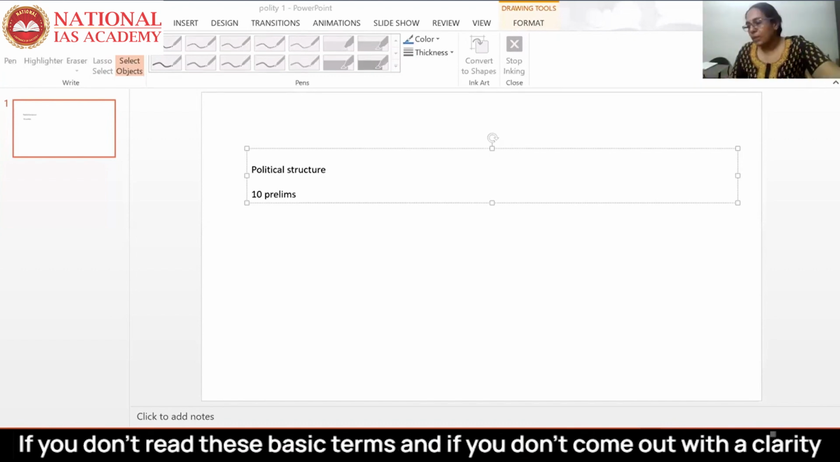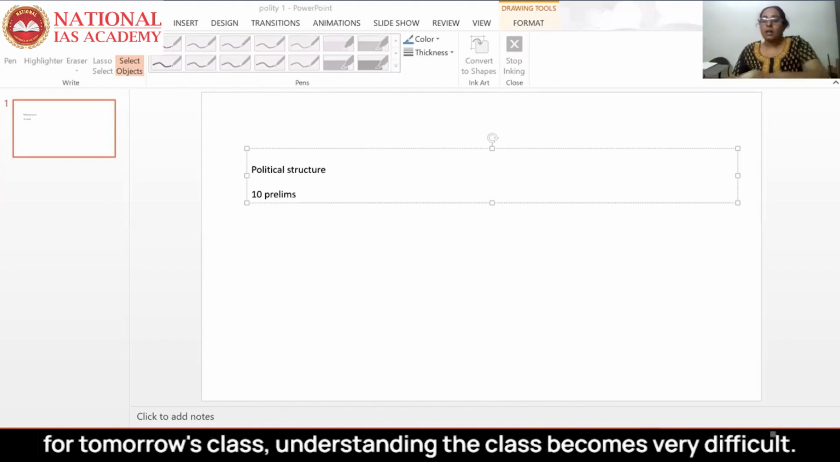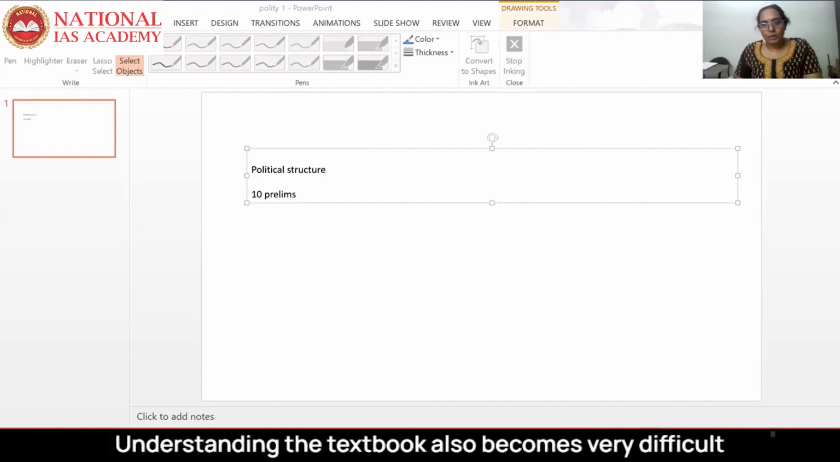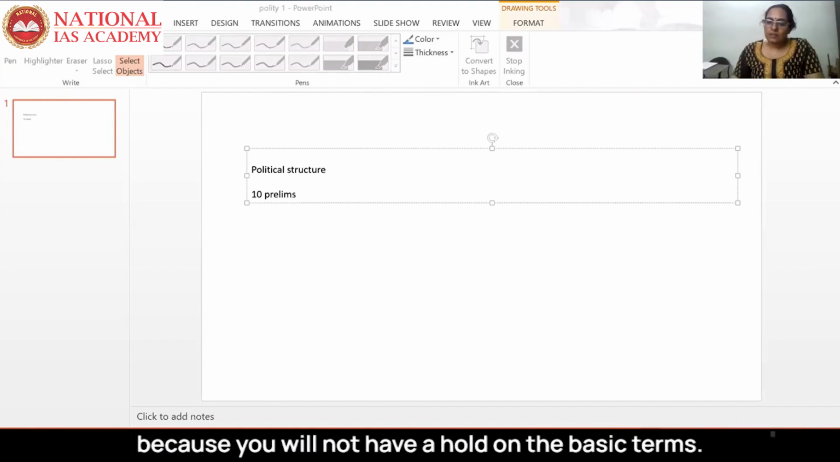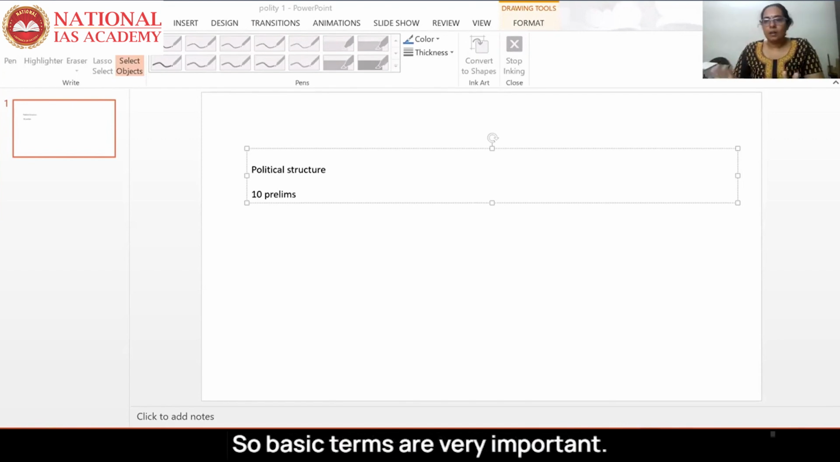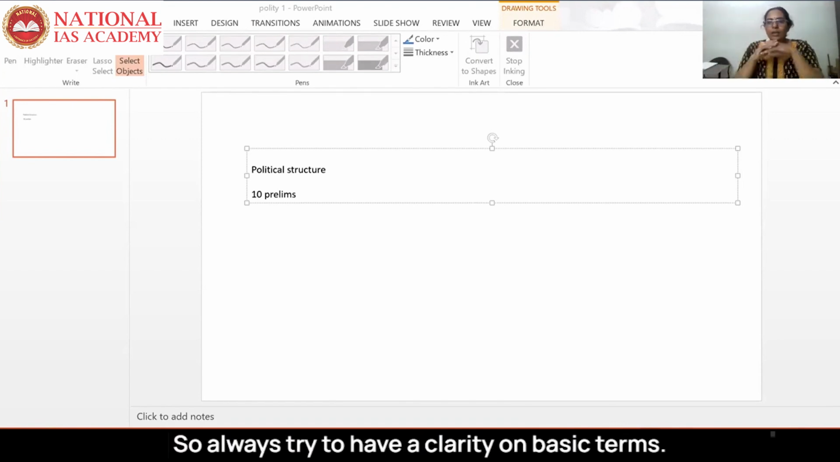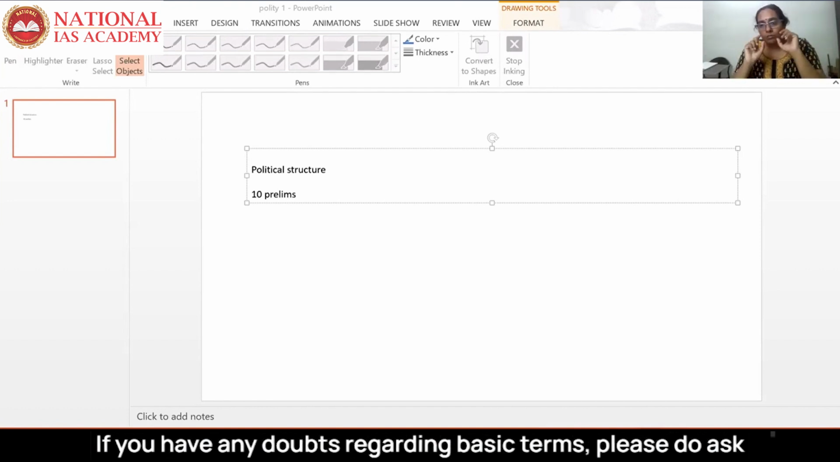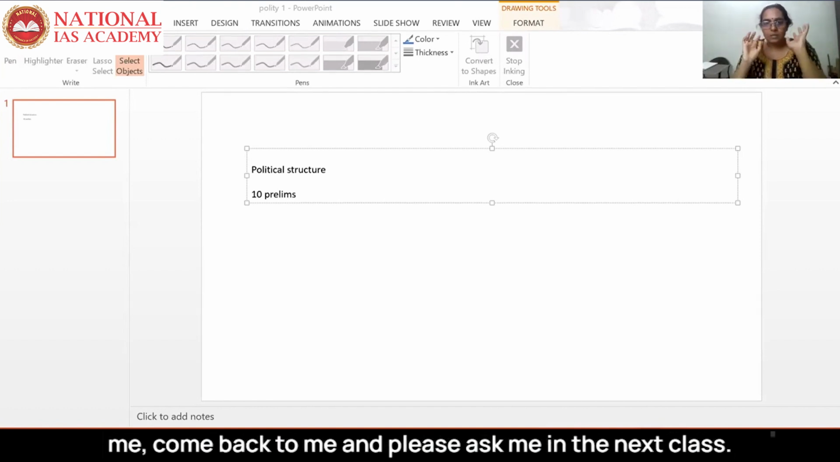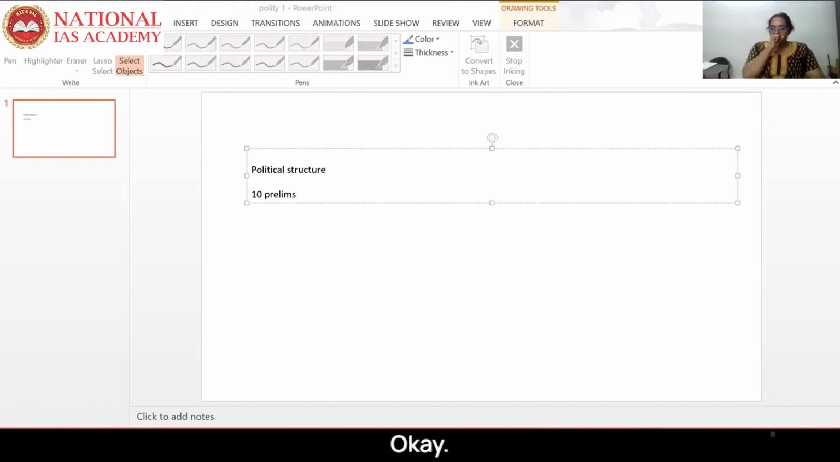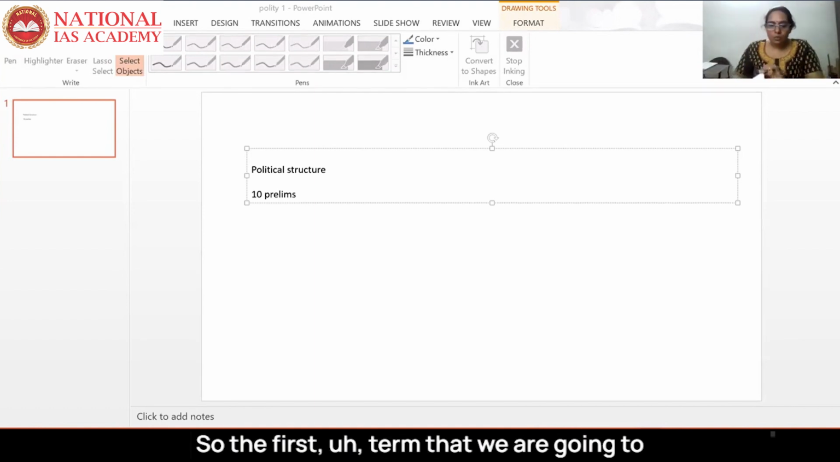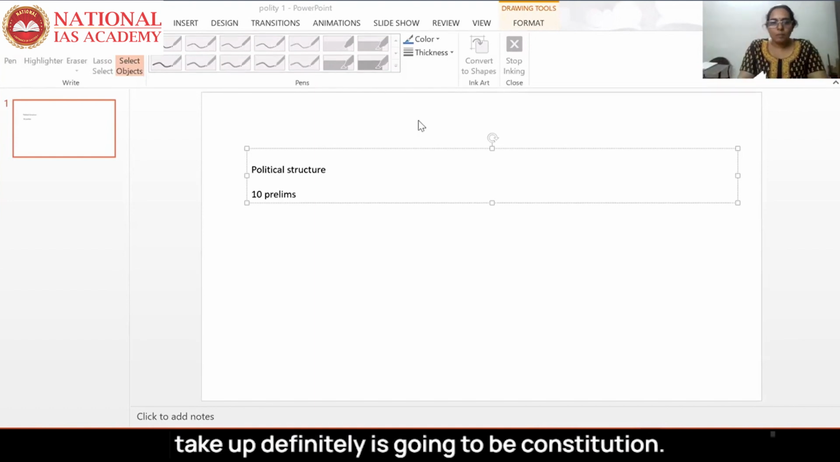If you don't read these basic terms and don't come out with clarity for tomorrow's class, understanding the class becomes very difficult. Understanding the textbook also becomes very difficult, because you will not have a hold on the basic terms. So basic terms are very important. Always try to have clarity on basic terms. If you have any doubts regarding basic terms, please do ask me in the next class.